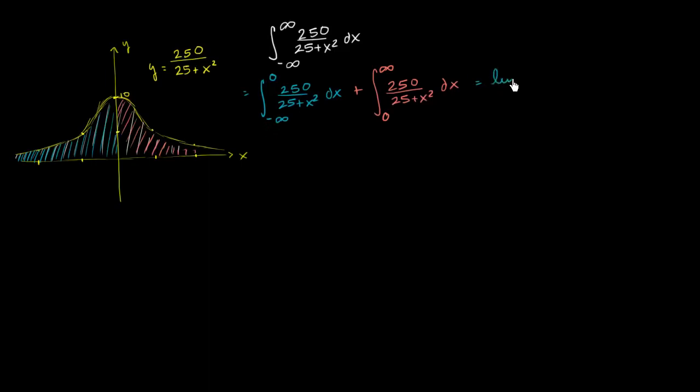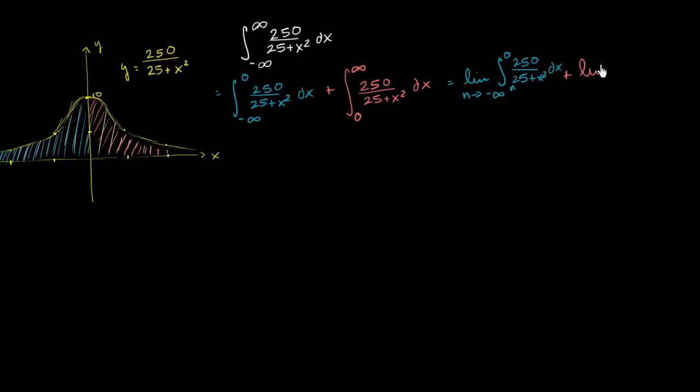So what we have in blue can be rewritten. This is equal to the limit as n approaches negative infinity of the definite integral from n to 0 of 250 over 25 plus x squared dx, plus, since I already used n, let me use m now, the limit as m approaches positive infinity of the definite integral from 0 to m of 250 over 25 plus x squared dx. So now all we have to do is evaluate these definite integrals.